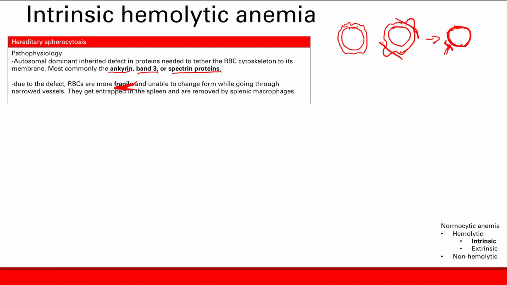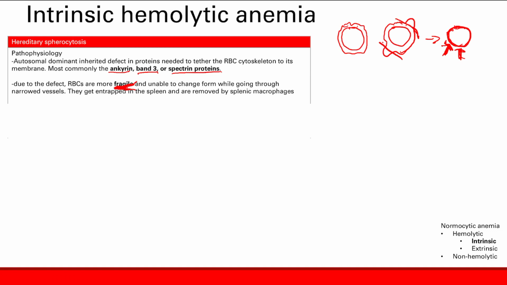So that's why when they're going through the small vessels of the spleen, they get stuck because they just can't change form and squeeze through. So they get stuck, and they end up being removed by splenic macrophages. Because remember, there's something structurally wrong with these red blood cells. The macrophages recognize that, and these guys are just sitting ducks. They're just stuck in the splenic microvessels.